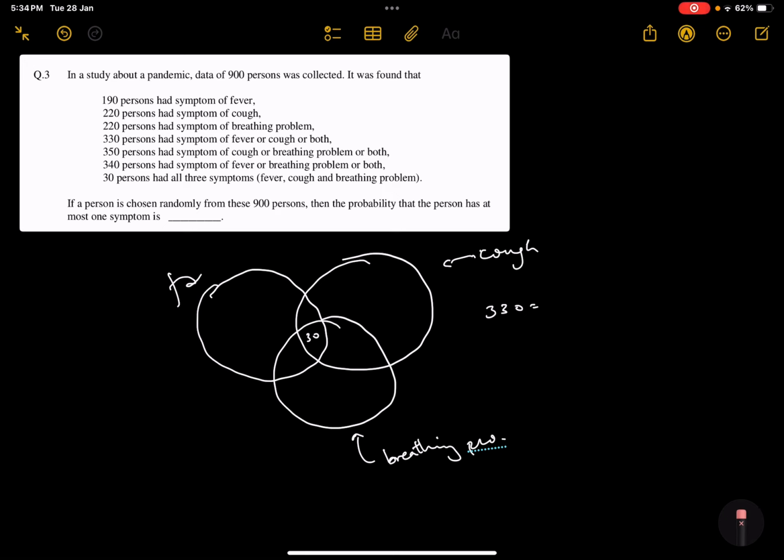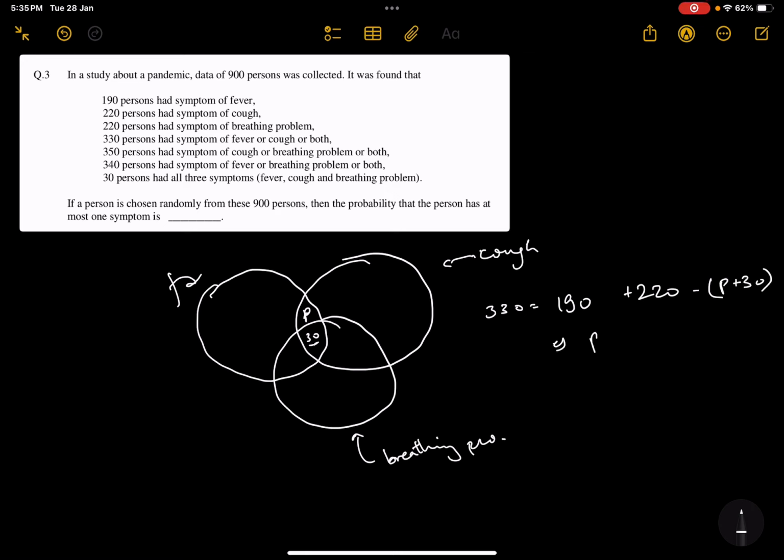So what we need to find is the number of people who exhibit at most one symptom. So what we'll do is we'll find the number of people who have at least two symptoms. So we have this, we'll find this, this and this as well. So for this, let this be P, the number of people here is P. So we get, this is 190, the number of people who have fever, plus 220, the number of people who have cough, minus P plus 30.